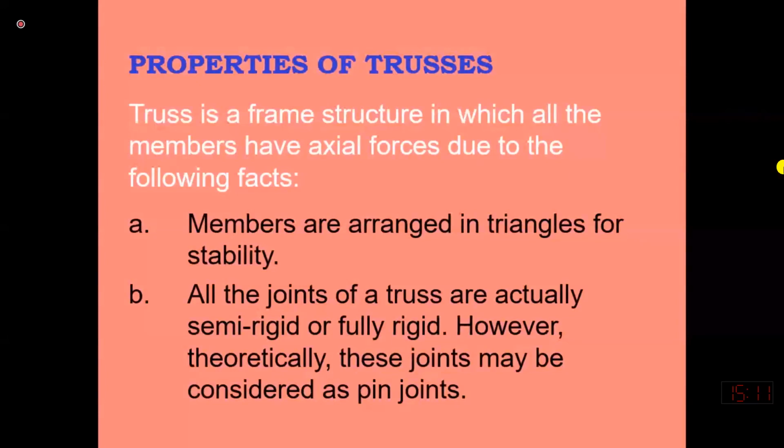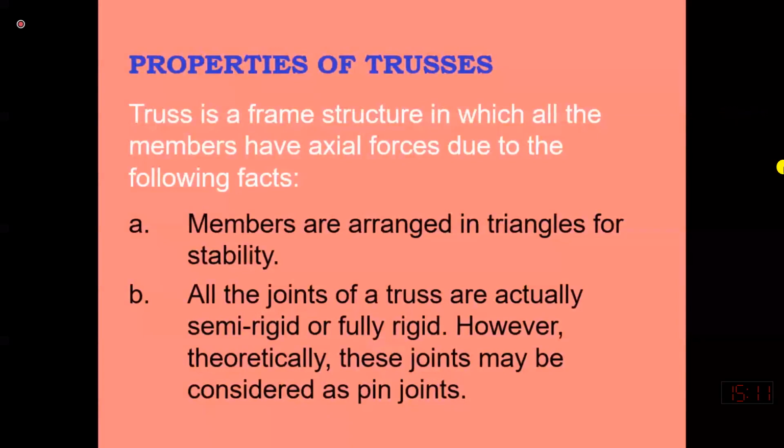All joints of trusses are actually semi-rigid or fully rigid. However, theoretically we can consider these joints as pin joints. In trusses we only have axial forces, compression and tension. Why? Because in trusses the load is only acting at joints. When the load is only acting at joints, the load is not acting in the transverse direction to the member, so we do not have any bending moment.